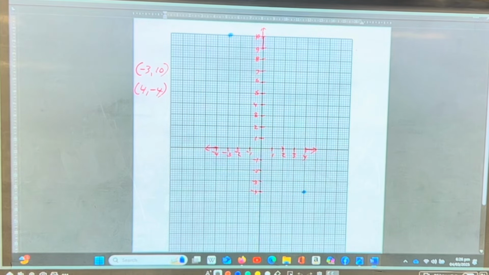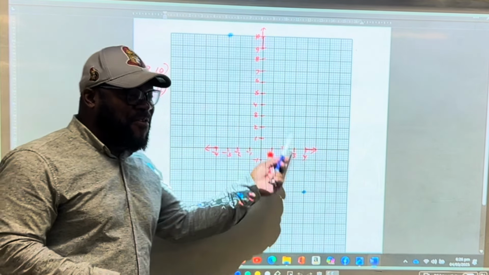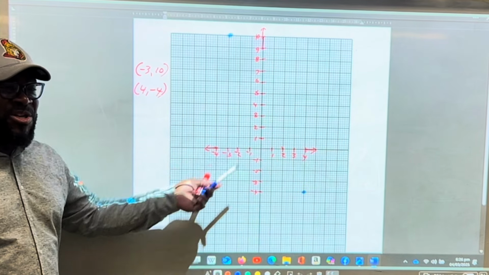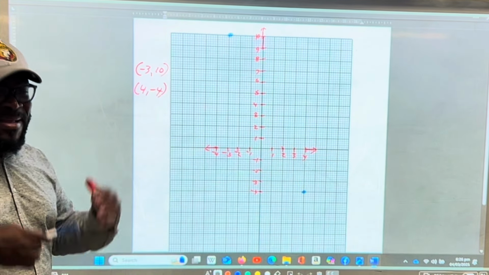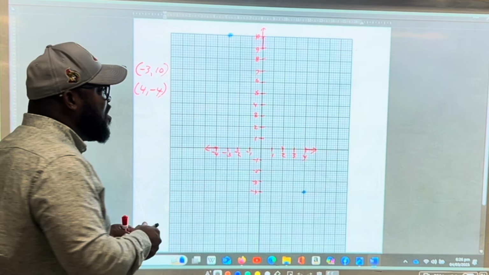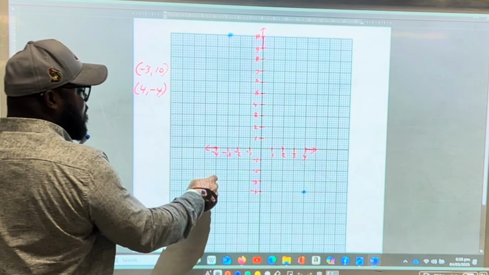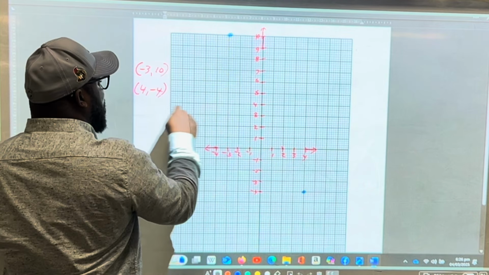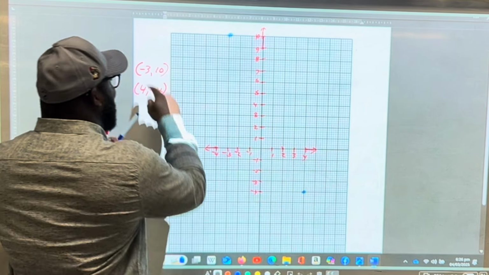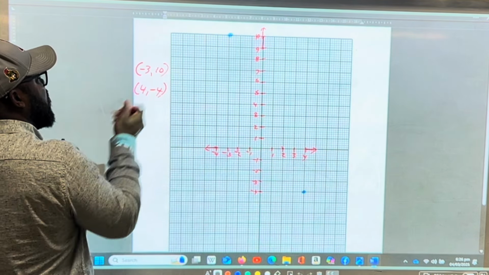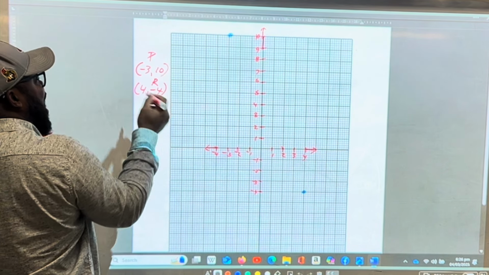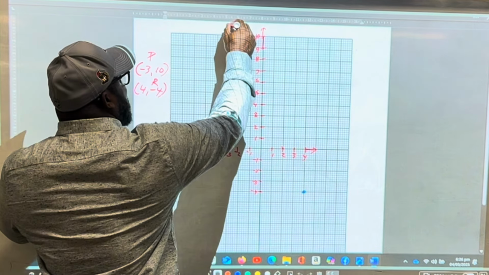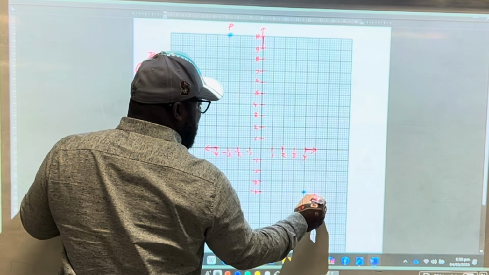As I was saying, you have a chance to do both the graphical method, the illustration of the graphical method, or you could do the algebraic method, the mathematical method. We'll do both. Okay? We have negative 3, 10, and 4, negative 4. What is negative 3, 10? What's the name? P. This is P, and this is what? R. Okay, so P, R.